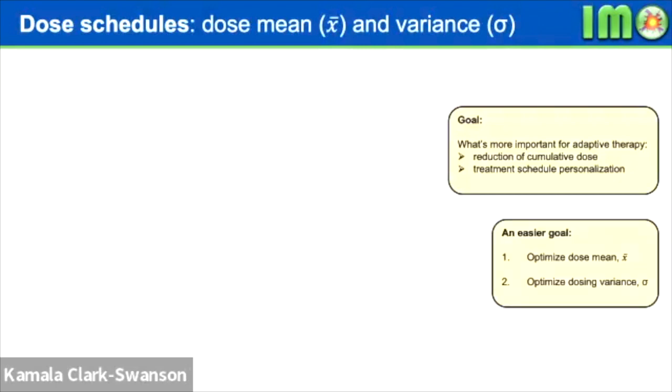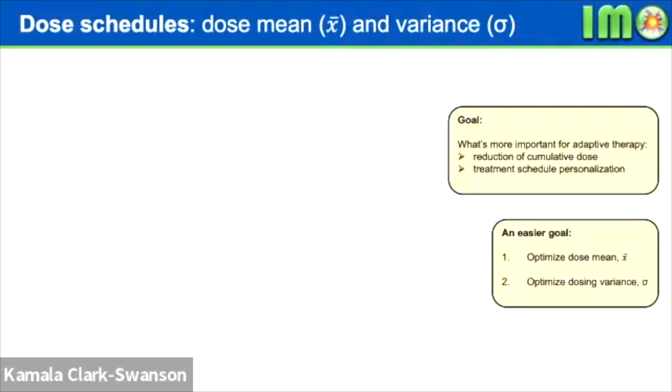An easier goal would be to classify treatment schedules by their dose mean, X bar, which is related to the cumulative dose, right, your average dose. And separately from that, we can optimize the variance of dosing in these treatment schedules.